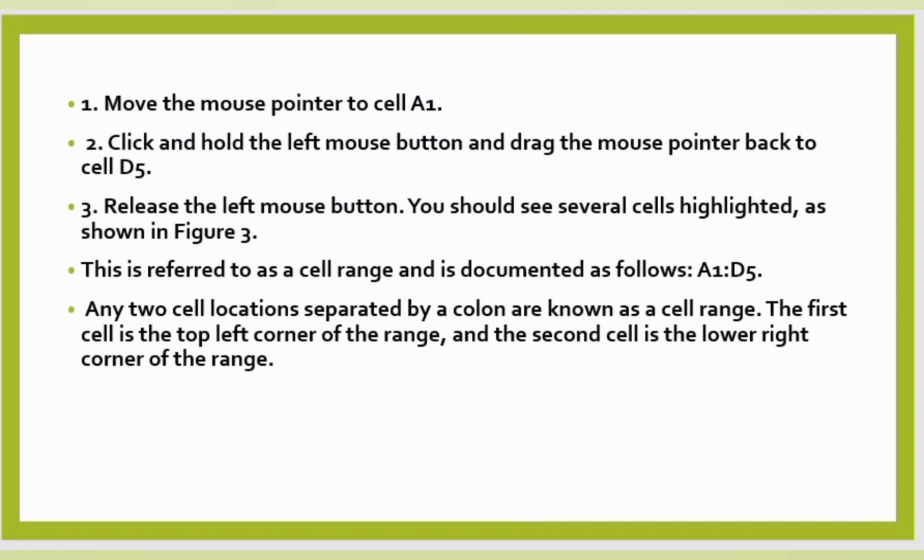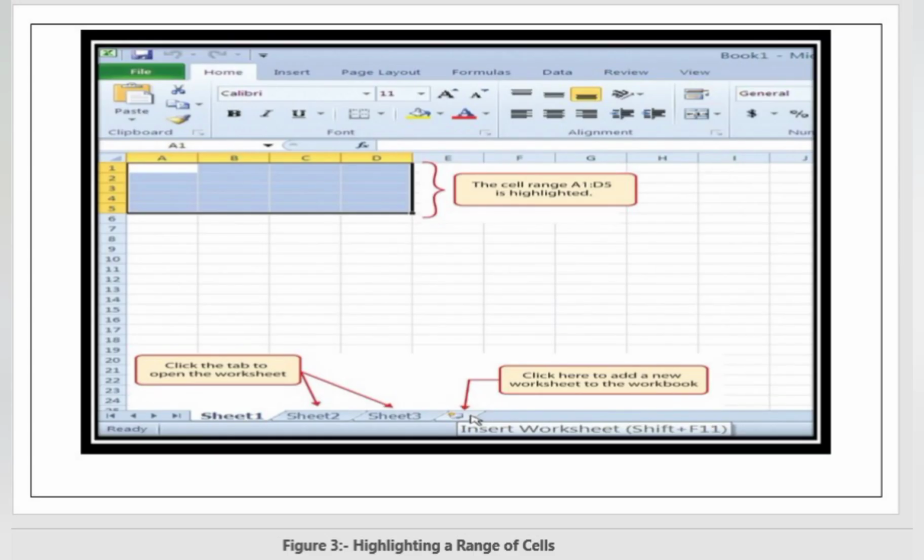I am sharing the screen. You can see that from A1 to D5, this is called cell highlighting. Okay, you can see that. So this is called a cell range. You can see that the highlighted cells are A1 to D5. This is called a cell range.